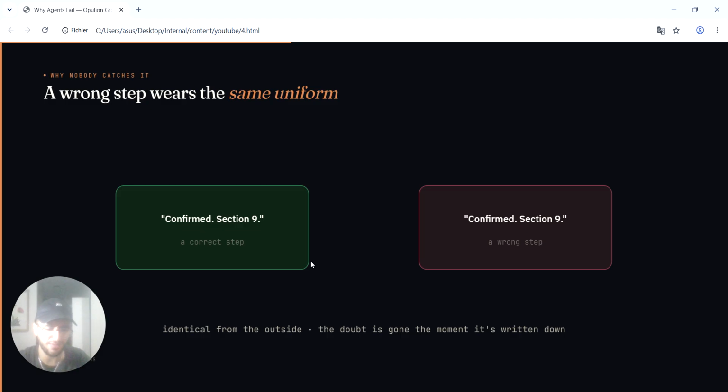What gets destroyed the instant the step is written down is the uncertainty. For example, the model might have been 51% sure, or maybe 99% sure, and on the page it will look exactly the same, 51% as 99.99% sure.